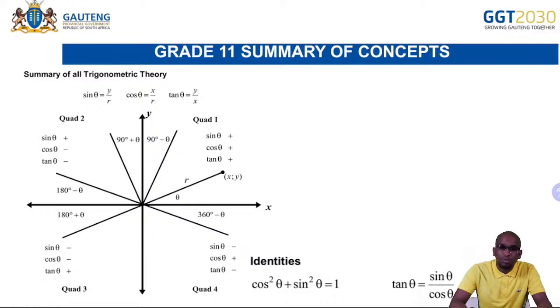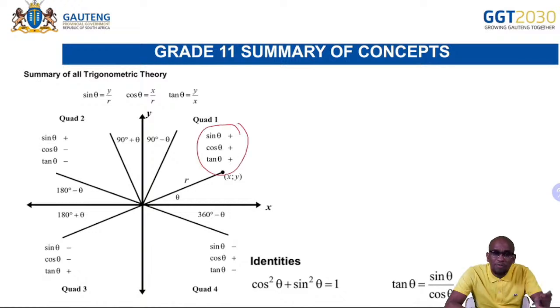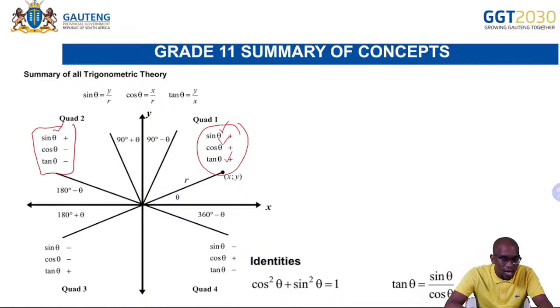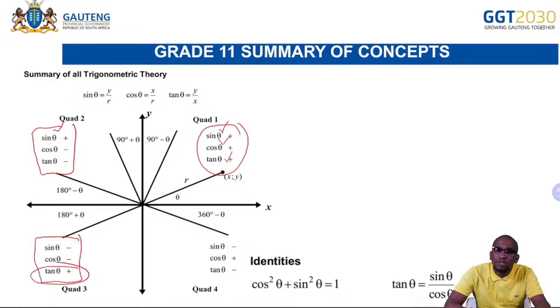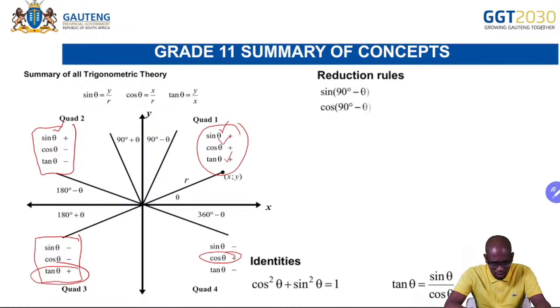Now let's look at the summary of grade 11 concepts that you need to know. Obviously we looked at that also last week. This is the trig theory. We divide it into the 4 quadrants, and in quadrant 1 all of them are positive: sine is positive, tan is positive, and the cosine is positive. When you move to the second quadrant, only sine is positive. The rest of the trigonometric ratios are negative. In the third quadrant, only tan is positive and the rest are negative. In the fourth quadrant, only the cosine is positive. The rest are negative.